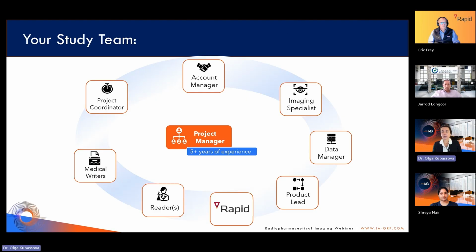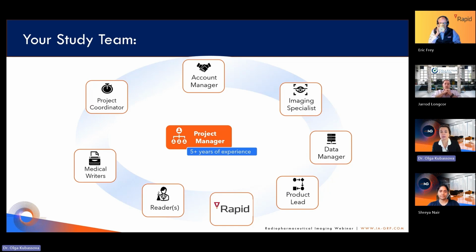From the full clinical trial imaging point of view, your team is slightly larger. You normally have a project manager who would be managing distributed partners. Sites will have a coordinator who is ensuring that they can upload images into a centralized location. There will be medical writers, there will be product leads who look at the software platform that is deployed in the trial. You have imaging specialists who are looking at the quality of the images, data managers. And of course, you have radiology readers and Rapid readers who have complementary expertise.